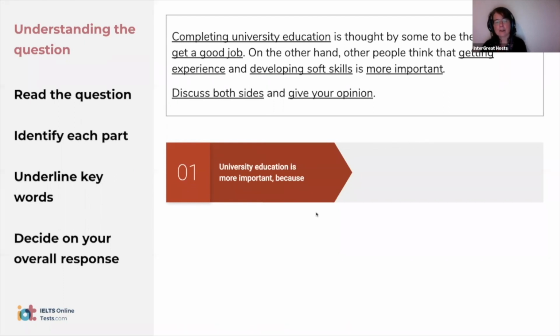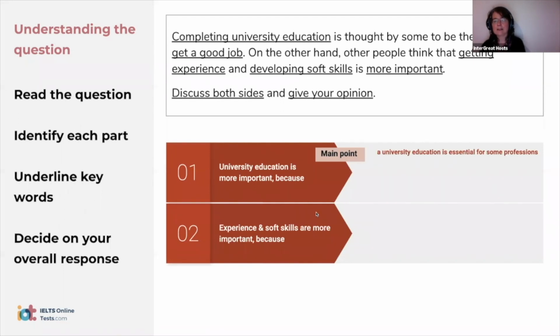Okay, so I would just make a quick plan like this, where you write down the two sides of what you're going to talk about.